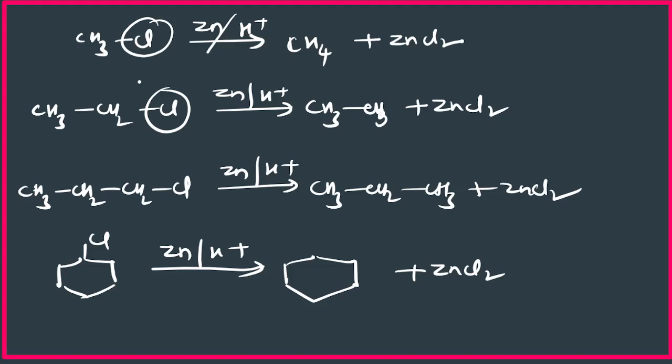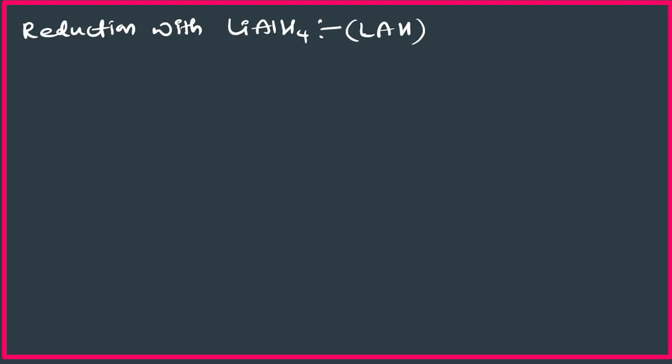In this reduction, different types of reagents are used. So what are the different types of reagents? Have a look at reduction with lithium aluminium hydride, LAH. The reduction is carried out in the presence of lithium aluminium hydride.